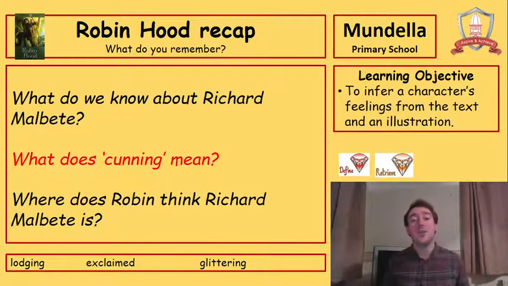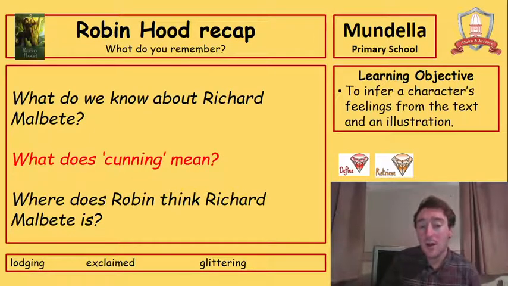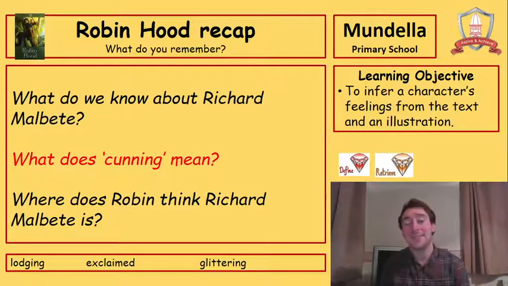Okay, let's have a recap. What do you remember? What do we know about Richard Malbeat? Do you remember that mind map we did? See if you can put that into a sentence. What does cunning mean? Is our define question. Try and find a definition for cunning. And then finally, where does Robin think Richard Malbeat is? So where does he think that he's hiding? Have a go at those questions.